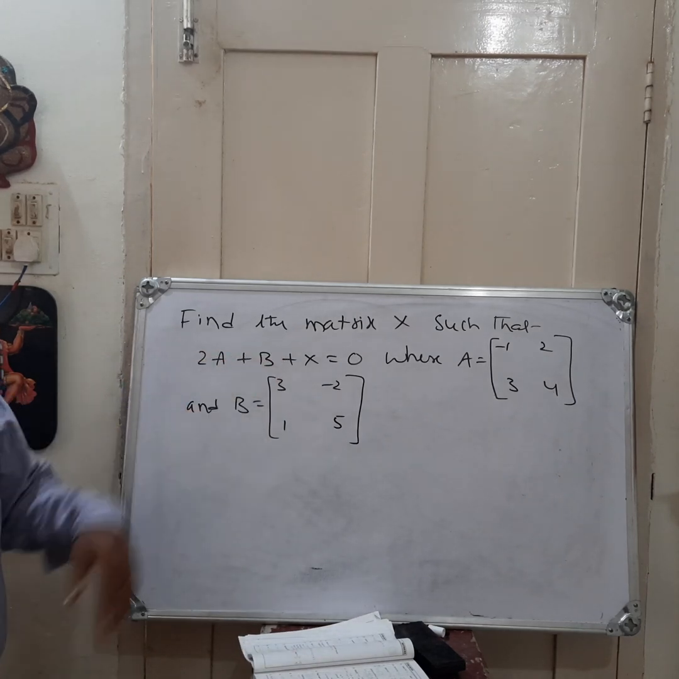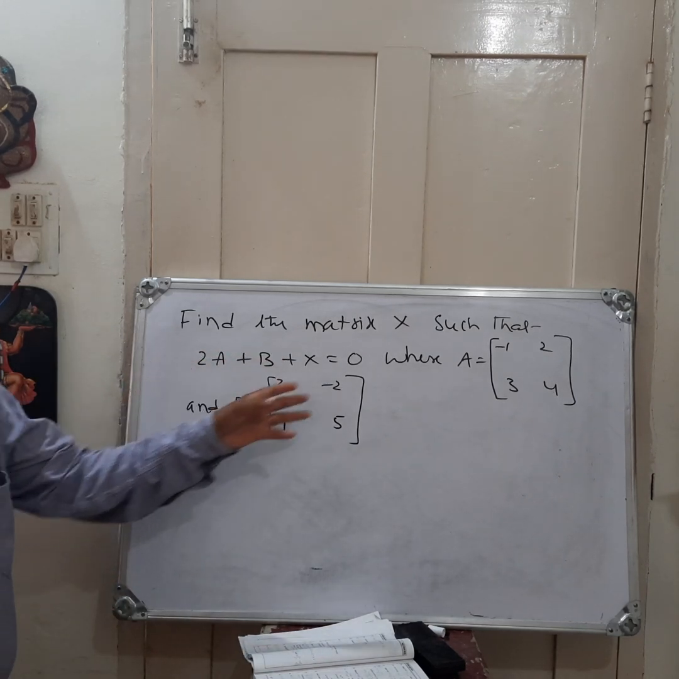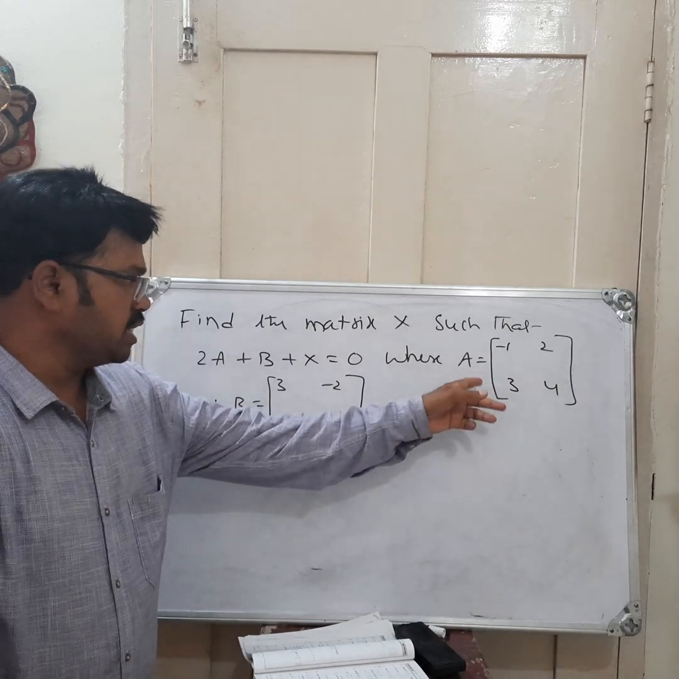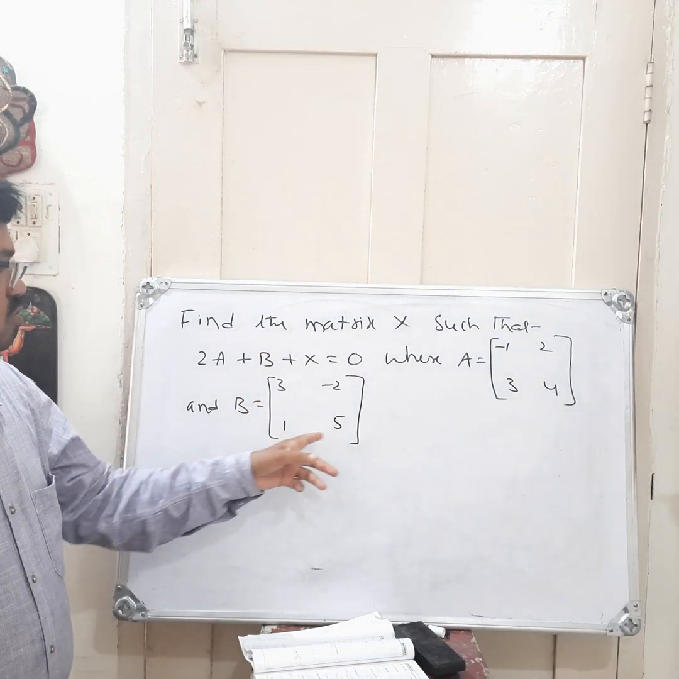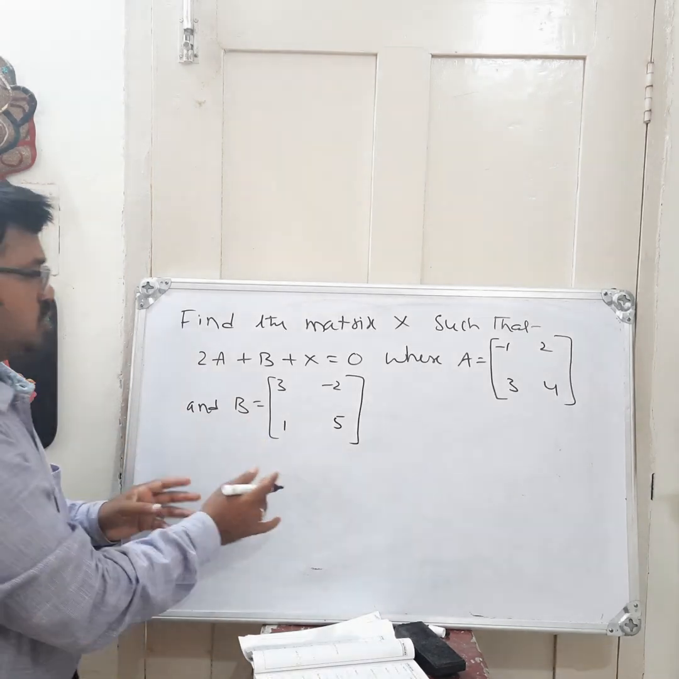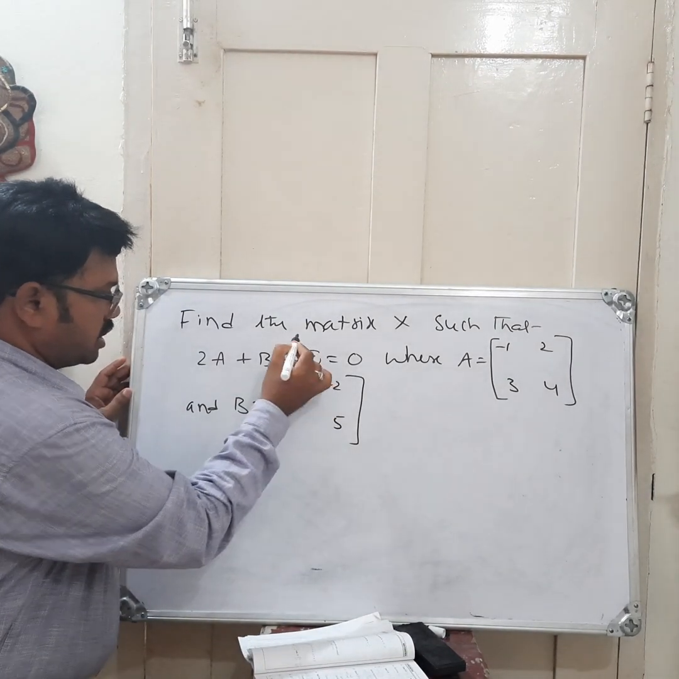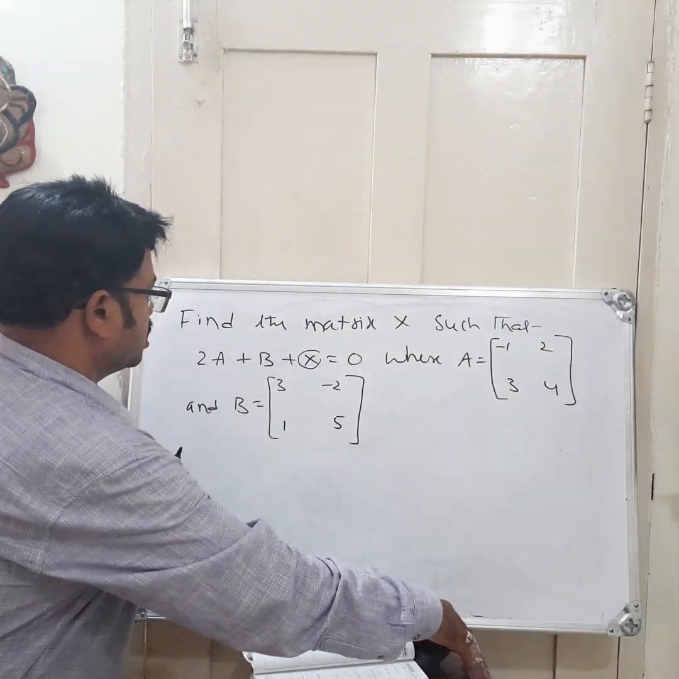So this is the given relation, and in this given relation the matrices are 2 by 2 matrices. A value is minus 1, 2, 3, 4 and B matrix is 3, minus 2, 1, 5. Using this relation we have to find the matrix X. See the solution here.